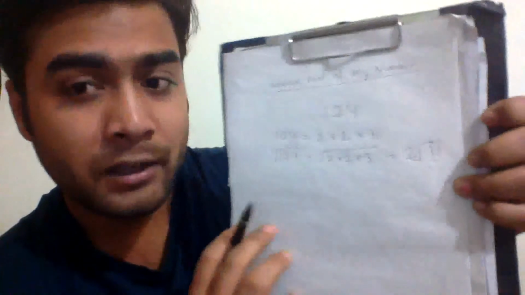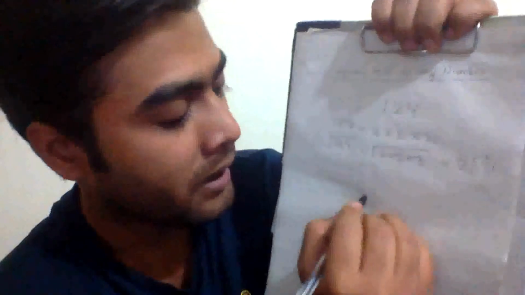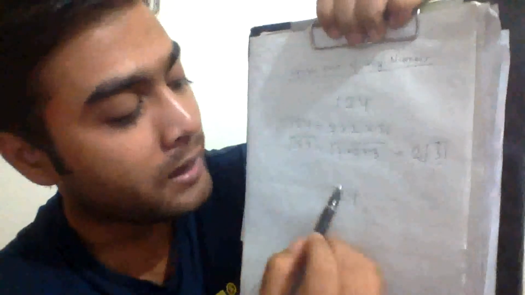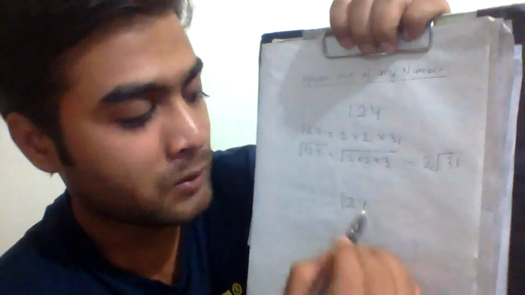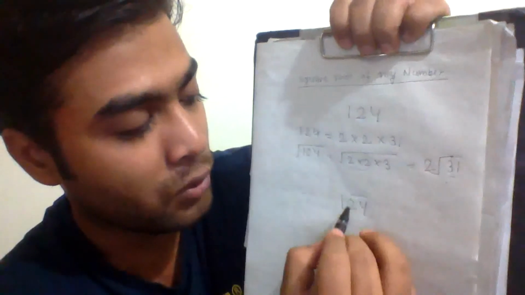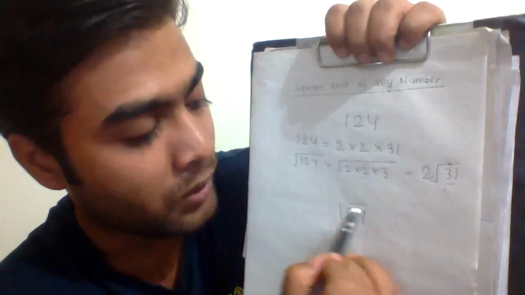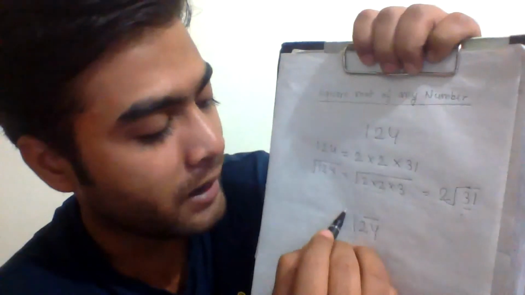So there is another method for finding the square root. Suppose I have to find the square root of 124. I'll write 124 here. Now I'll arrange these numbers in pairs starting from the right side. So 2 and 4 is a pair, I'll arrange them in a pair, and 1 cannot be a pair, so I'll leave it as it is, and I'll divide.